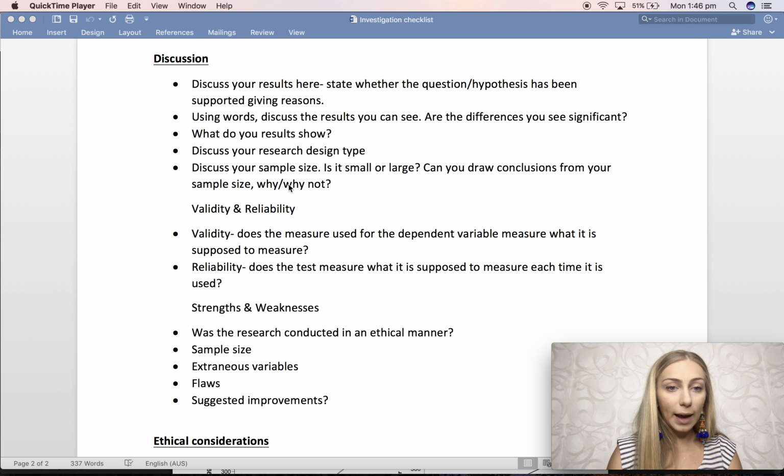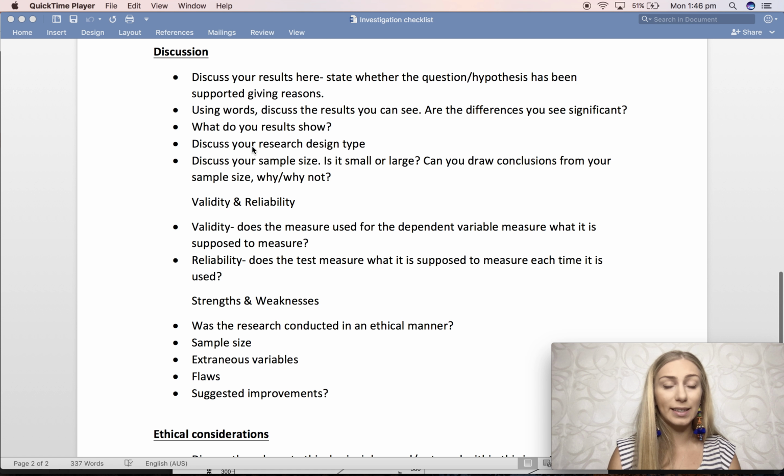Okay, so then we've got a couple of sections underneath the discussion that you need to include. So that is your validity and reliability, and your strengths and weaknesses. So looking at validity and reliability, what validity means is, does the measure used for the dependent variable measure what it is supposed to measure? So if you're using some test results as your dependent variable, is that test valid? Is it measuring what it's supposed to be measuring? So you can take a look back at that test, and you can have a bit of a discussion about why you think it is valid or why you don't think it is valid.